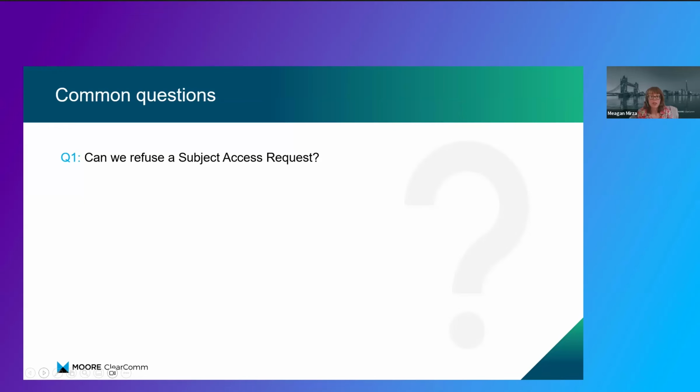There's a lot of things to think about. Does this happen in instances where someone is maliciously, repeatedly submitting requests as well? Yeah, so that can happen, and so you potentially might go down that route for those. Again, it's a high bar in terms of demonstrating that, and often it can be easier just to deal with the request, but that's entirely down to the organisation to make that decision.